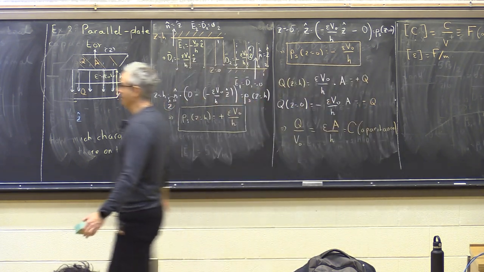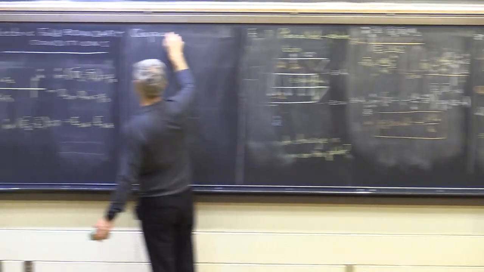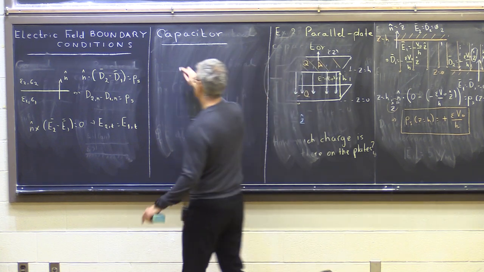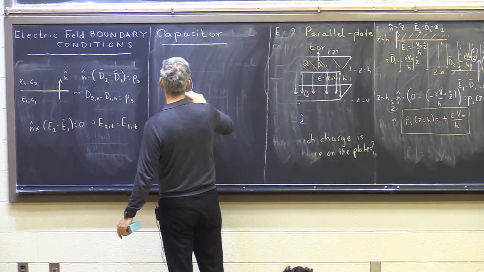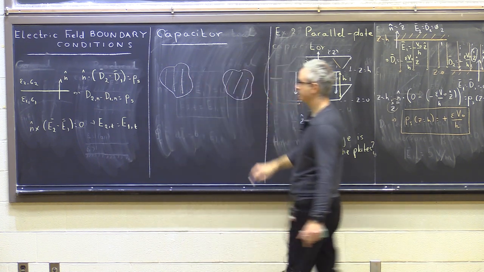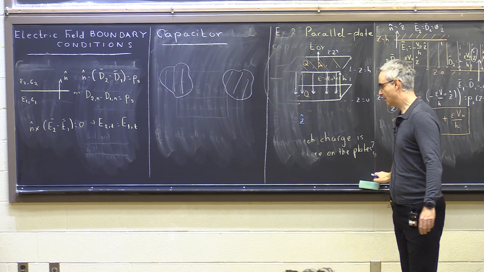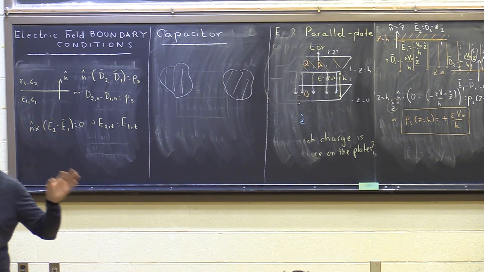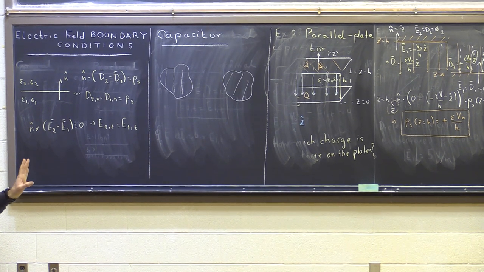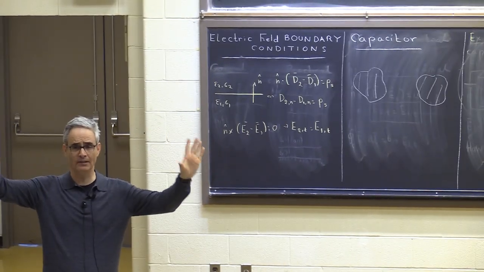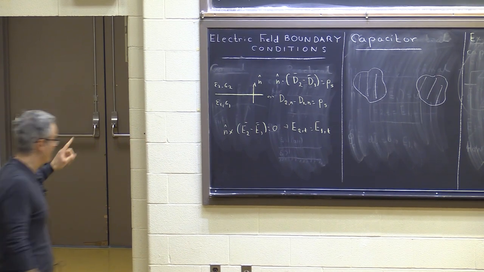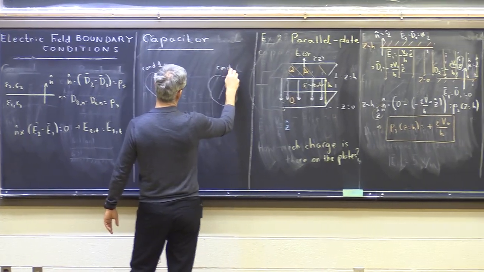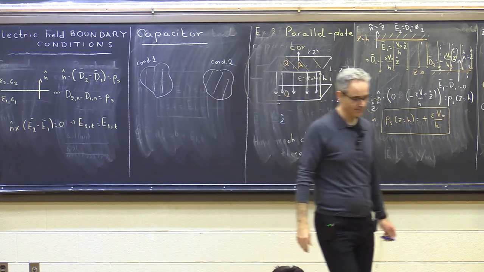So in general, a capacitor is a system of two conductors. Of course, when we are talking about a capacitor, you have always something in mind. The parallel plate, the coaxial, or whatever. But in the most general way, if you want to define a capacitor, you need two conductors immersed in a dielectric. So there is a dielectric in between. And this is conductor one, conductor two, and there is a dielectric in between.